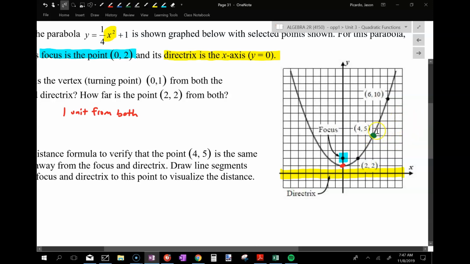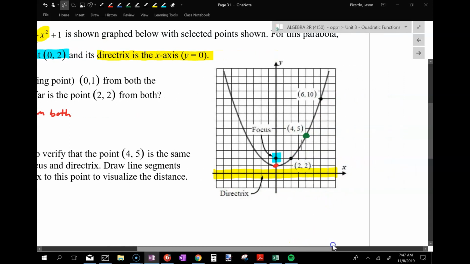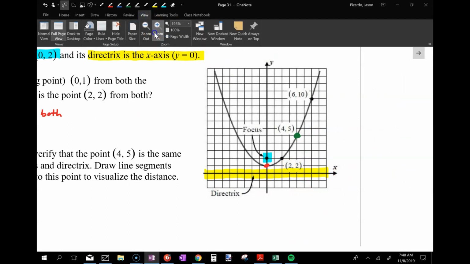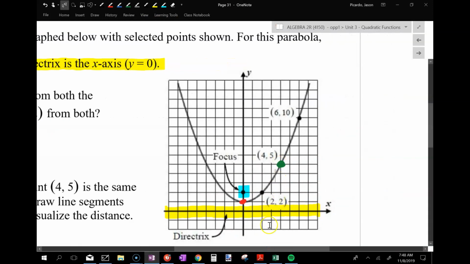So if this point is on the parabola, and it certainly appears that it is, then what should be true? Then the distance from that point to the directrix, right? So the distance from here to here better be the same as the distance from here to here. Well, this distance is easy to find, right? Because I can simply what? Count it. Yeah, so let's count it.